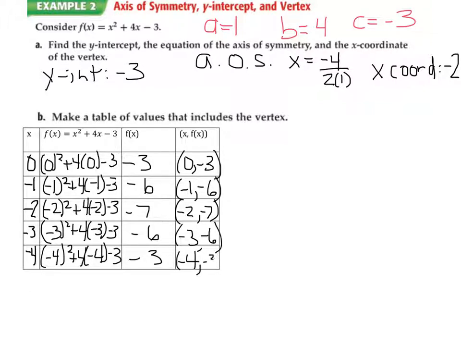If we were going to graph in this case, we would just graph each of those points on our graph. But this only wanted us to make a table of values that included the vertex, so we're going to stop there on this one.